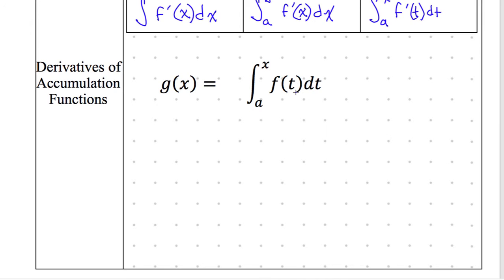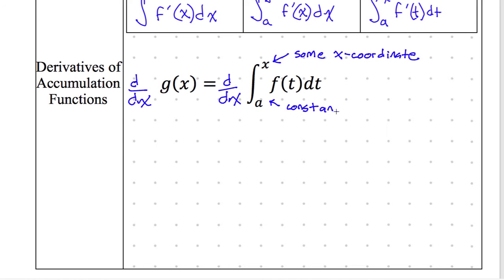I'm going to take the derivative of both sides with respect to x. So let's go ahead and do that. I'm going to take the derivative d dx of the left and d dx of the right, with respect to x of both of these. And by the way, it should be mentioned that x is some x coordinate, and a is some number. It's a constant. So a is a constant. And if you don't like the word constant, you can put the octothorpe or the hashtag. It's some number.